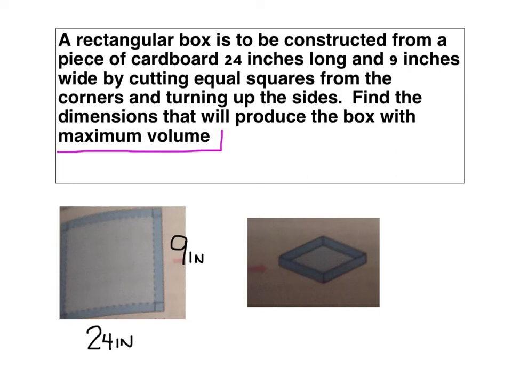Okay, so here's what you're maximizing. Your primary equation should be about volume. So let's just talk volume of a box here. Volume is length times width times height. All right, now consider this.